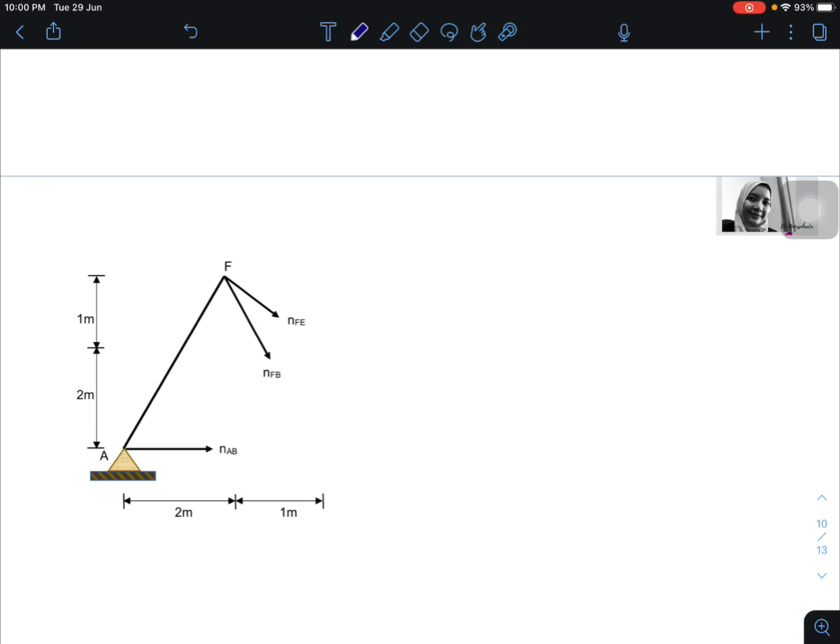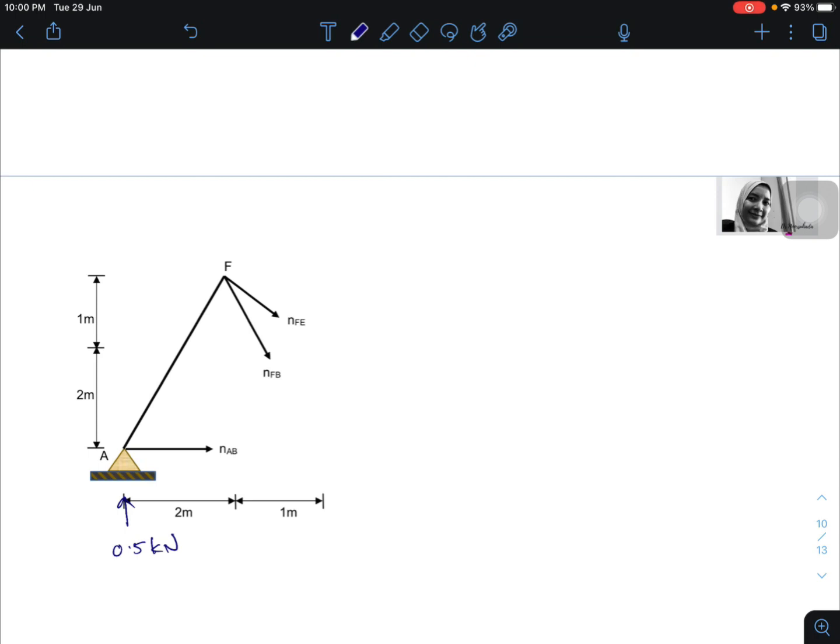In order to determine the force for each member, we use the method of section and the method of joint. Now we choose the first section. In this case, we want to identify NFE, NFB, and NAB. So we use the same steps as for the real load. This one is 0.5 kilonewton, and we can ignore HA because its value is 0.